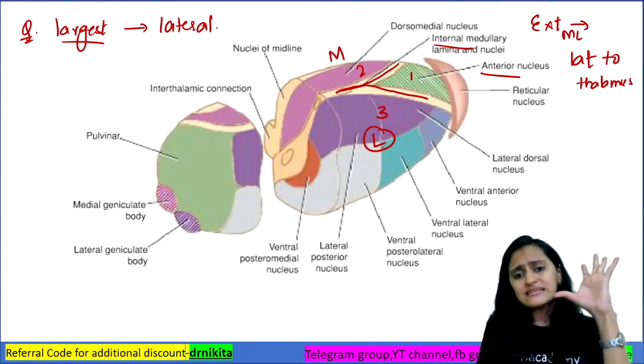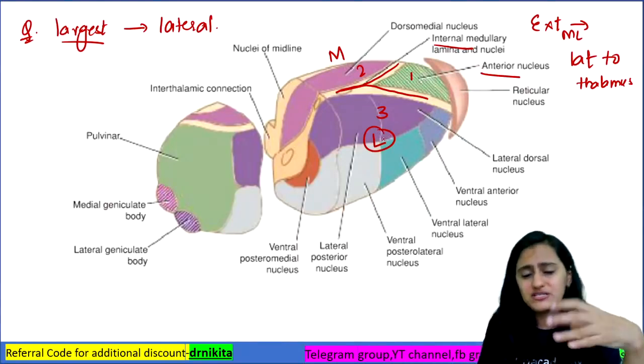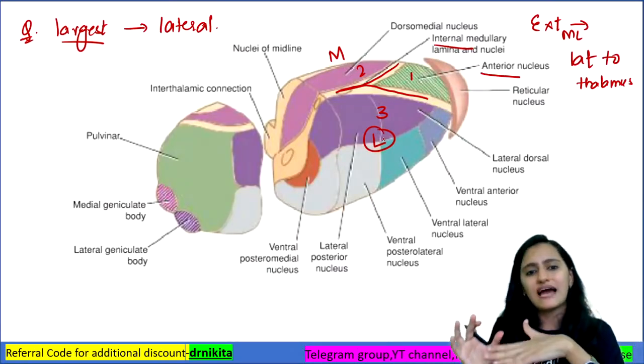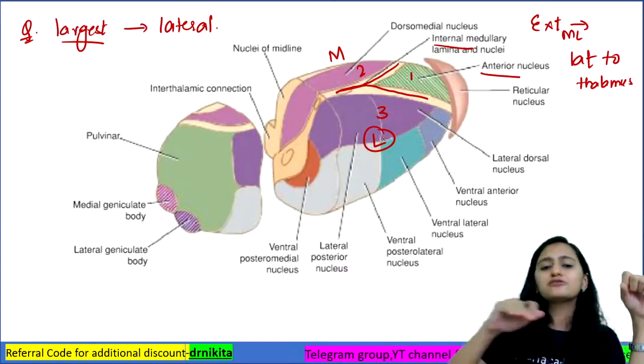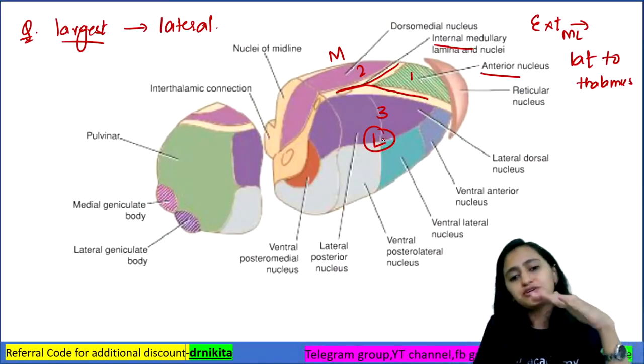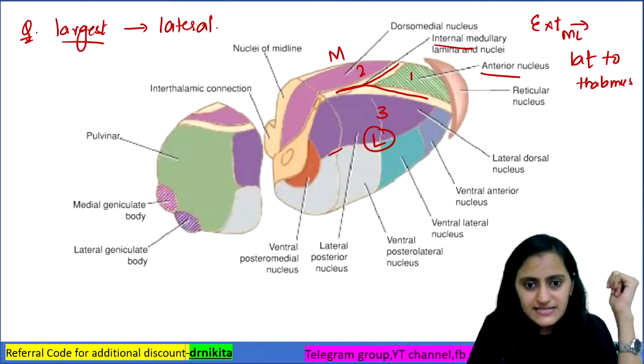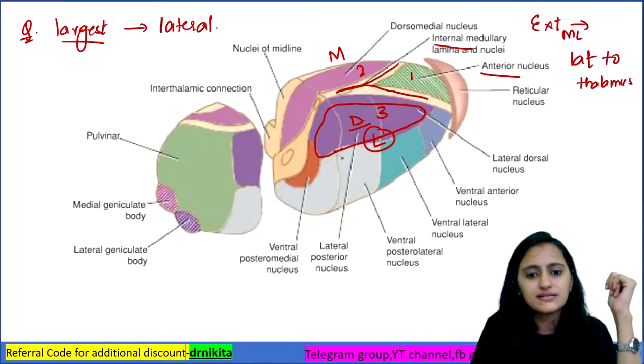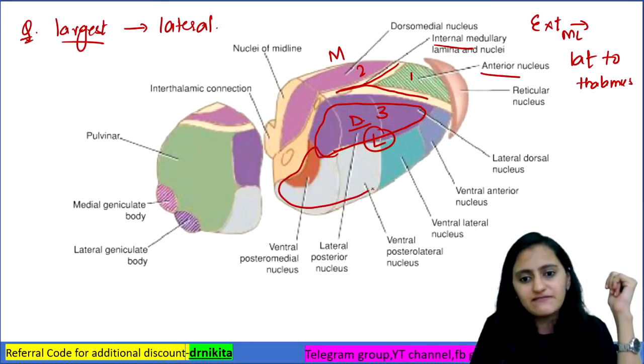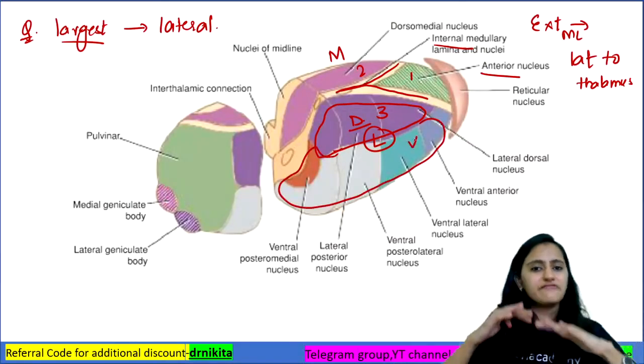Now, since lateral is the largest, the nuclei which you have in the lateral part are divided into two layers. Okay, so you have the ventral tier and you have the dorsal tier. So these nuclei which you see in the upper lateral part, this is the dorsal tier. These nuclei which you see below, this is the ventral tier.